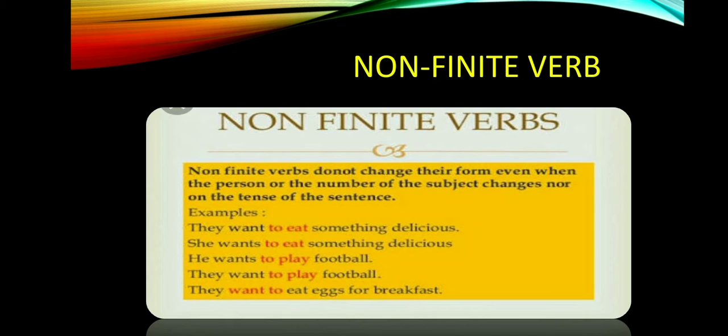Students, can you find out the finite verb in these two sentences? Very easily. Yes. Want and wants. Want and wants, these are finite verbs because they change when we change the number of subject. They is plural, so want is used. He is singular, so wants is used. So keep in mind that when the verb does not change according to number or tense, it is non-finite. When the verb changes according to number or tense, it is finite.